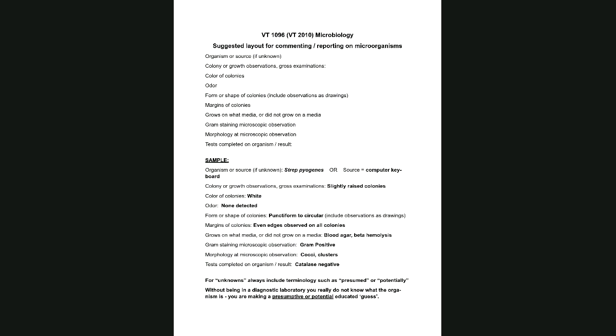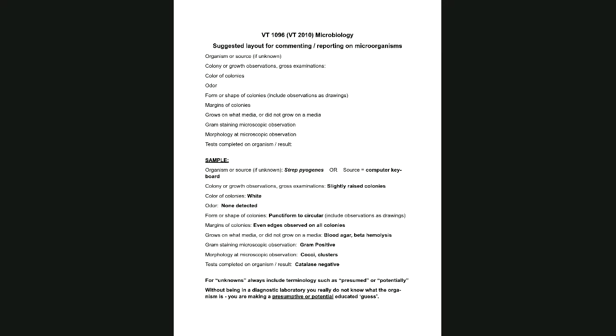So the bottom part of this form is giving a sample, okay, of how that might be. So strep pyogenes, the source might be the computer keyboard, because you will do an exercise where we have you do sort of a hunt. You get to go and find something in and around campus, your personal belongings or yourself, and try to grow that out on a plate when we have our hands-on lab time, sort of a scavenger hunt. But slightly raised colonies, they're white.